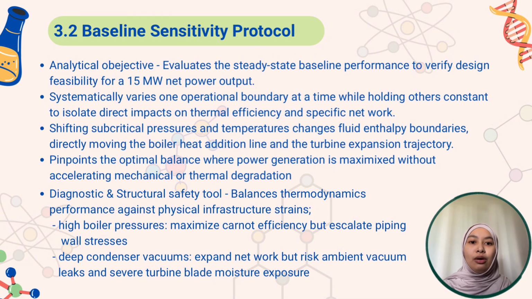For example, while high boiler pressures maximize Carnot efficiency, they simultaneously escalate piping wall stresses. Conversely, deep condenser vacuums expand network but introduce risk of ambient vacuum leaks and severe turbine blade moisture exposure.